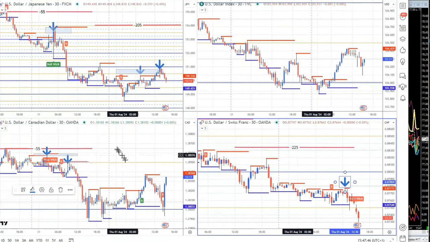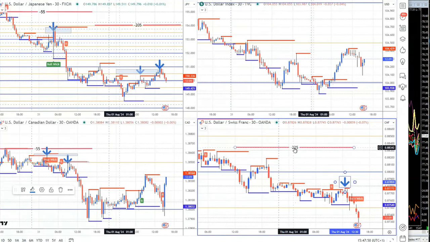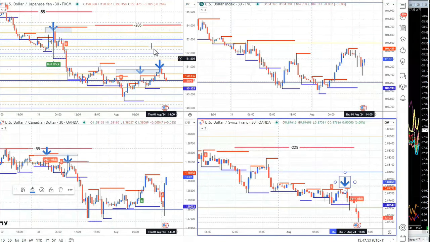No other trades for me. You can see we don't have any bias, but that was a 205 minus. This was a 225 minus. I am going to trade those two trades into buy side liquidity.